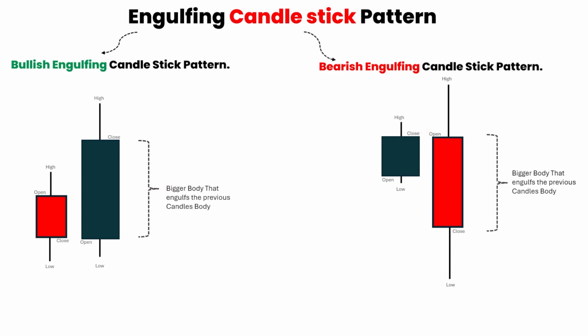And sometimes it can be something like this. You can see that we have a low. Here we have a high and then a high. But if you notice properly here, the high of the bearish candlestick is higher than this previous one.